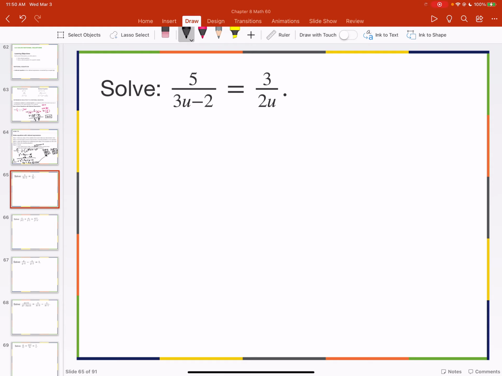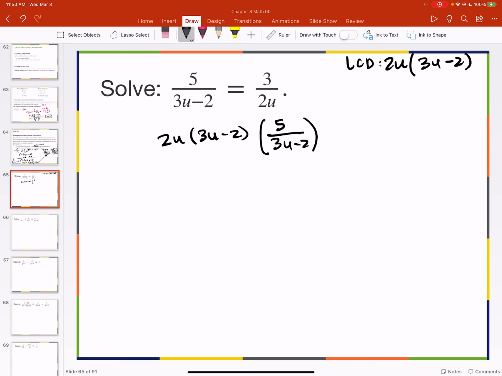Okay, how about this? So what is my LCD for this? My LCD is just going to be 2u times 3u minus 2. Okay, so if I multiply everything by that, I have 2u times 3u minus 2 times 5. I'm going to write this out this time so you can see how nicely it cancels out. So I'm multiplying again by the LCD every single term. And then we factor out.